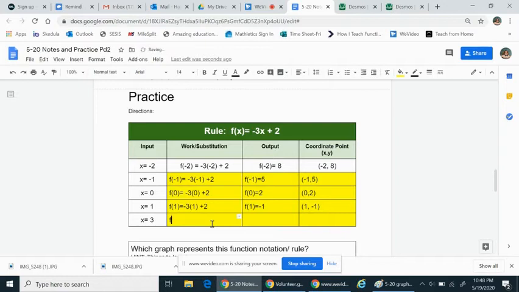Last but not least, f of 3 equals -3 times 3 plus 2. So that means f of 3 equals -3 times 3 is -9, plus 2 is -7, which means that, open parentheses, 3 is my x and the result is my y.